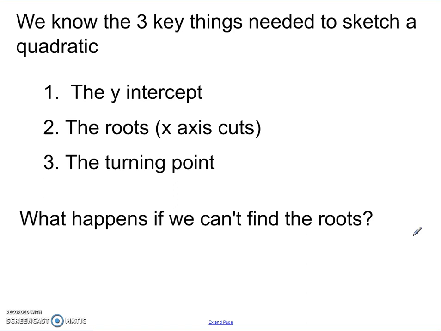Now, this was a vital bit of information for us in our quadratic sketching because this allowed us to get the turning point. Without those two roots, we couldn't find the centre of them. We couldn't then use that to get the turning point of the graph. So how would we do that? Well, that's where completed square form comes into play.